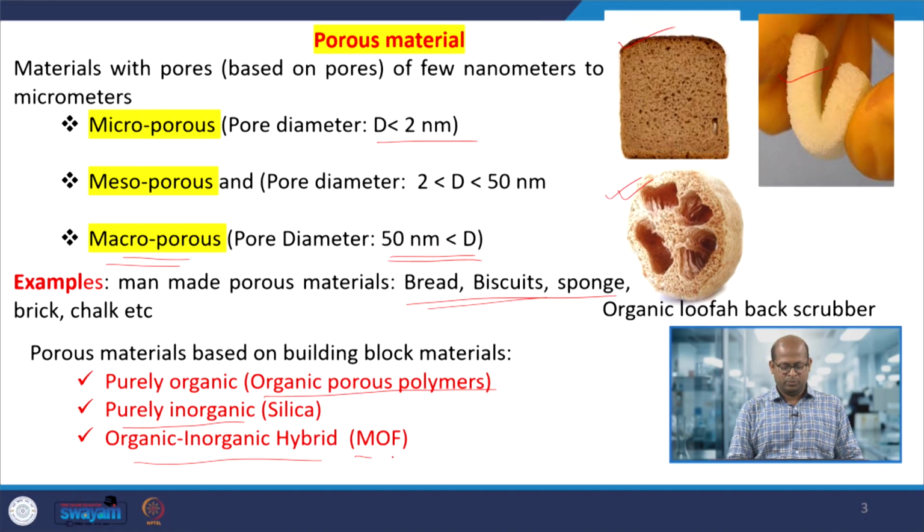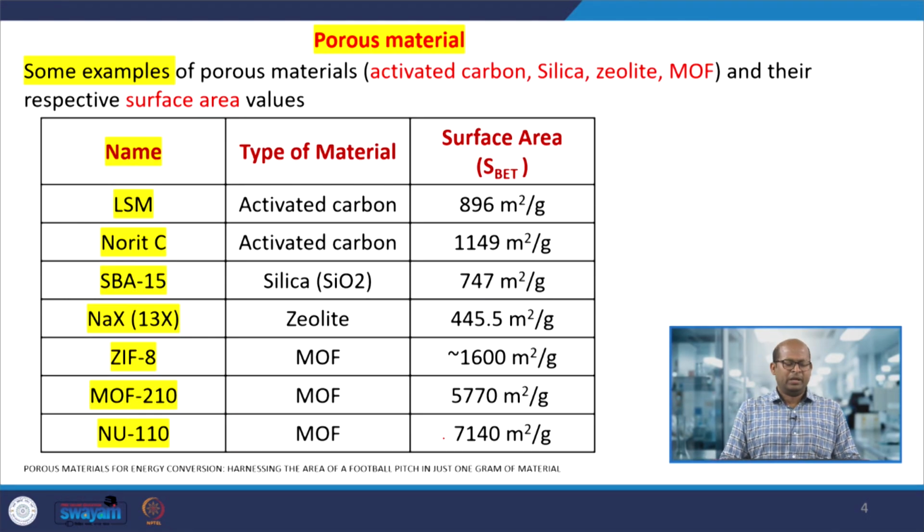for example MOFs. These are the examples, and these different materials are available naturally or we can prepare them synthetically in the lab. Activated carbon, silica, zeolites, MOFs are the porous materials. Why are we interested in developing or synthesizing these porous materials? These materials have high porosity and high surface areas. That surface area is useful for particular applications where high surface area is required.